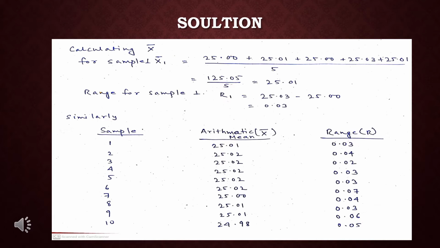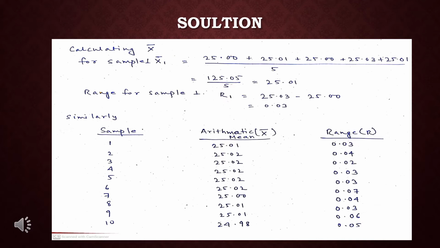See here that the maximum data available for sample number 1 is at the 4th repetition, which is 25.03, and the minimum is at repetition number 1 and repetition number 3, which is 25. Again, I am repeating: the highest minus the lowest of any sample should be the range for that sample. So for sample 1, highest minus lowest gives me 0.03.